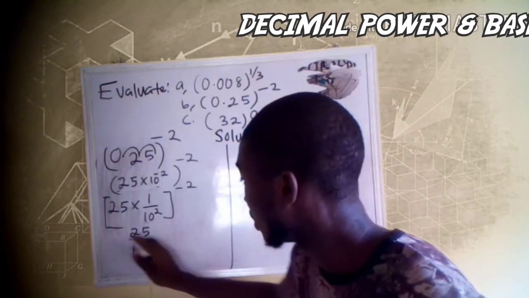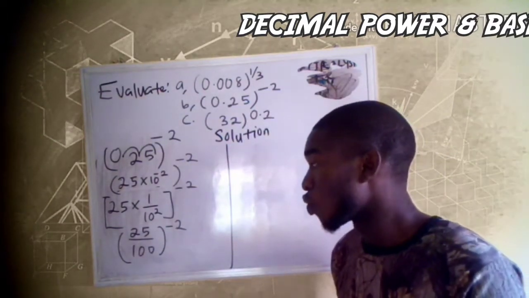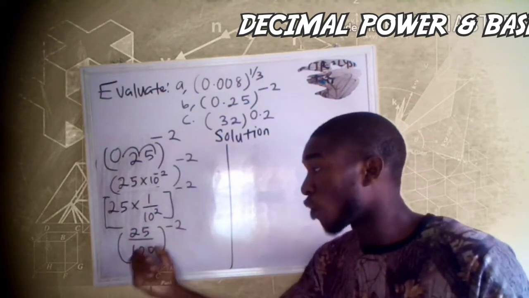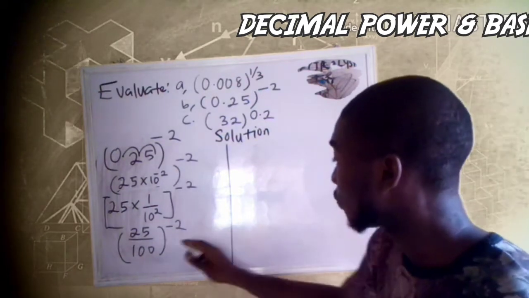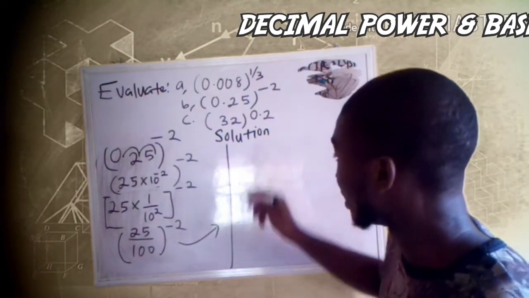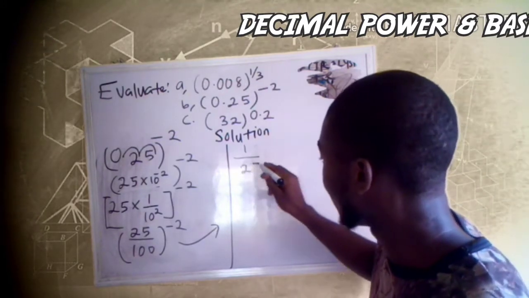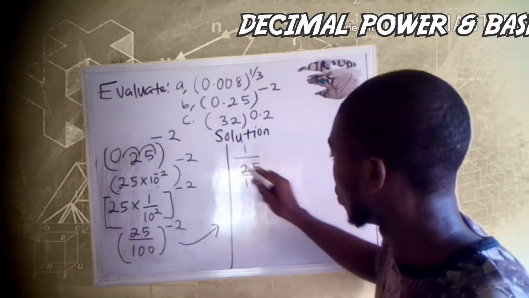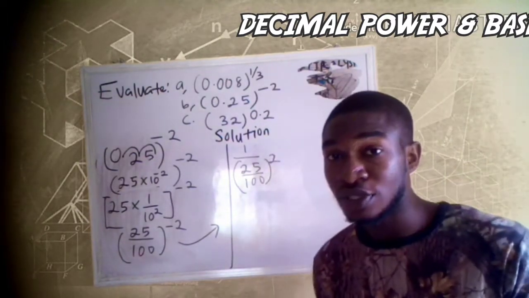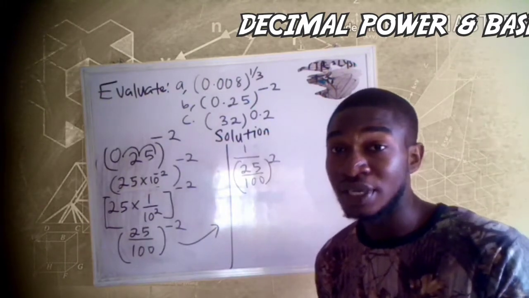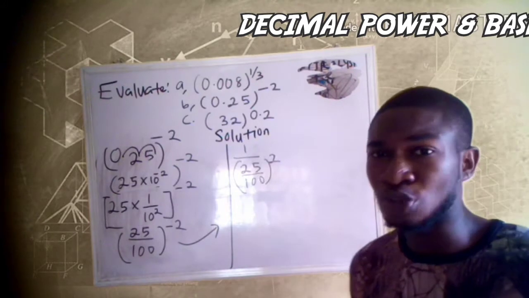So 100 negative 2. Now, as it stands, we can apply the law of negative index to this bracket. So when we apply the law of negative index, we will obtain 1 all over 25 to the power of 100 all squared. I believe it's not confusing. So that's what we're going to obtain here. We can go further to reduce to the lowest term, so it will be easier for us.